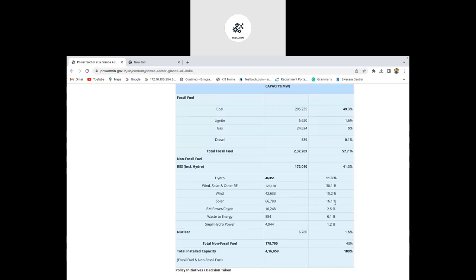Okay, so by installing solar PV cells, we can generate a large amount of electricity. Precisely, at this particular date we are generating 66,780 megawatts of electricity, which is around 16% of the total electricity generated in India.